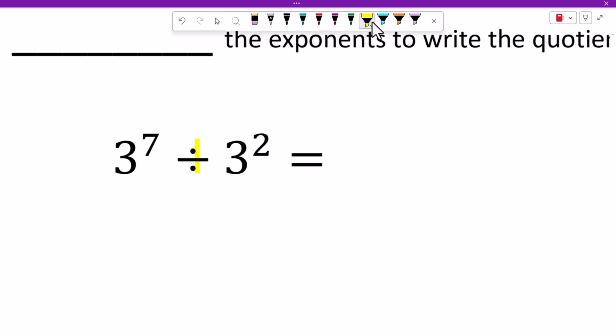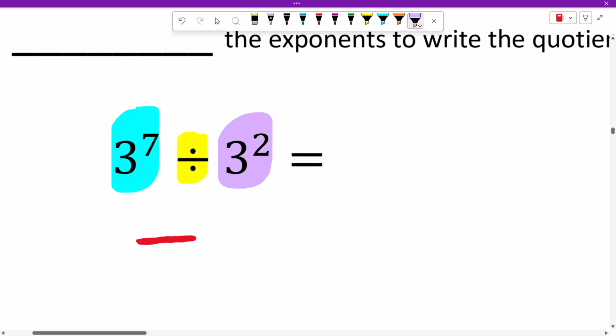So when we're dividing, we have 2 numbers, a number on the top and a number on the bottom. So I have my fraction line here. Of the 2 numbers, let's go for blue and purple. Which 3 goes on the top of the fraction? Is it the blue 3 or the purple 3? The blue. The first one is the numerator, so the first one goes on the top. So I'm going to rewrite this division statement as a fraction. So I'm going to go 3 to the 7 here and 3 squared here.